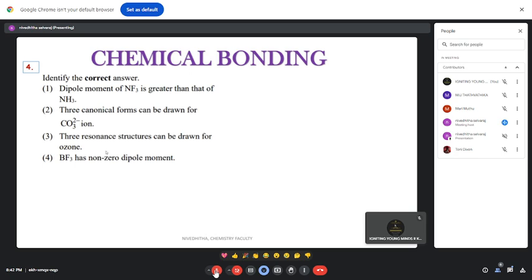Please tell me which are the wrong statements here. At least you must know one or two statements, right? Okay, let us start from option 4. BF3 has non-zero dipole moment. Is that true? What is dipole moment?